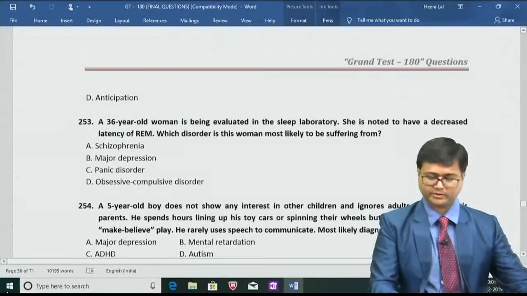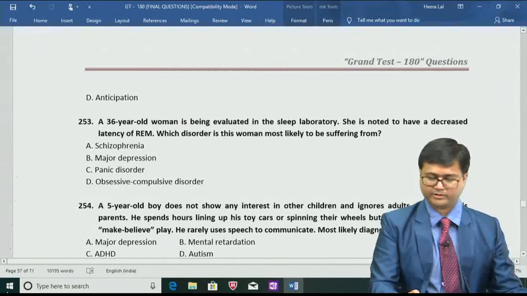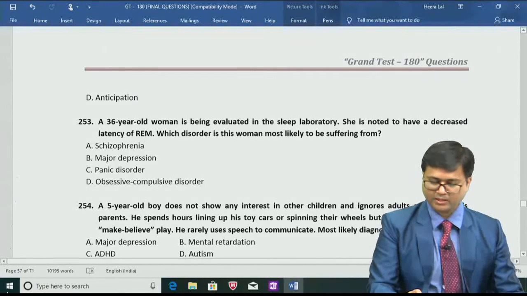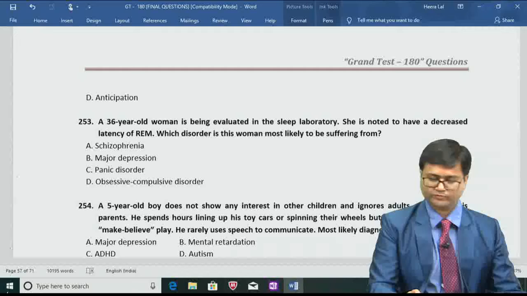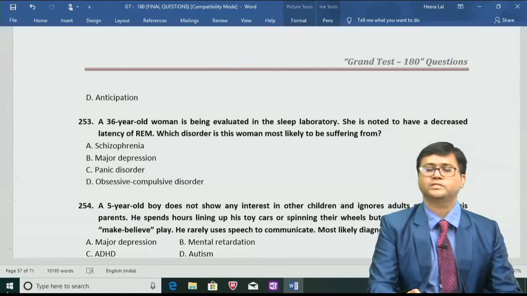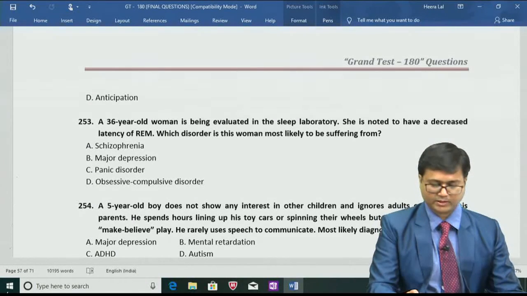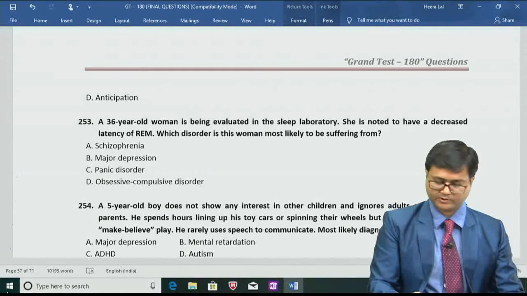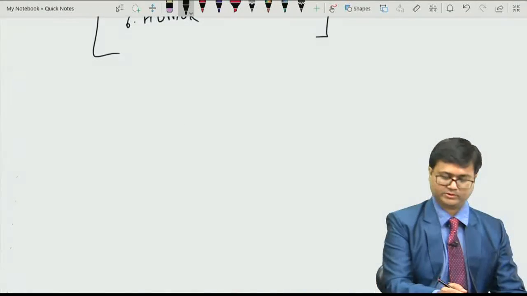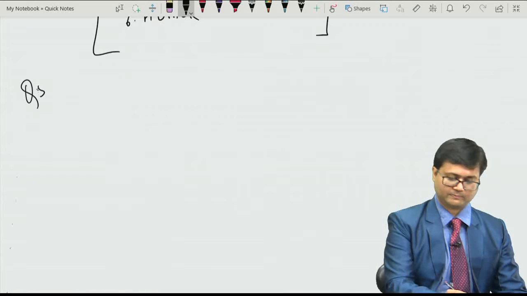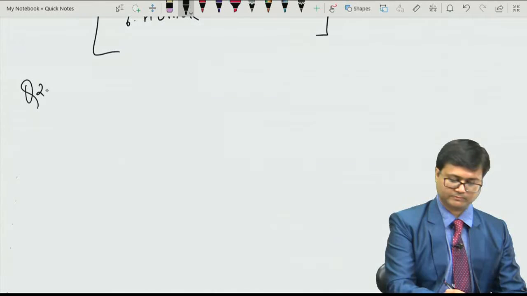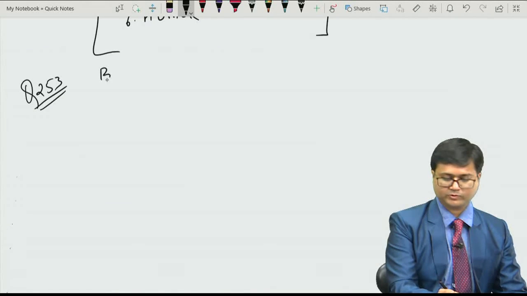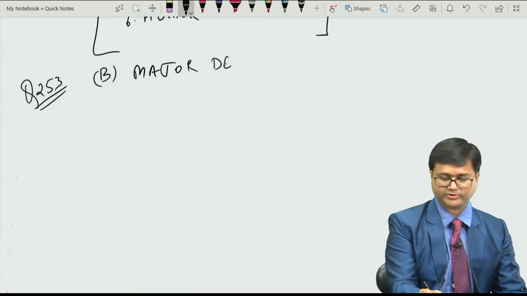Now, a 36-year-old woman in sleep laboratory has a decreased latency of REM. So, which is the disorder the woman is most likely suffering from? The correct answer is option B, that is major depression. So, let us discuss about this. So, the answer is major depression.